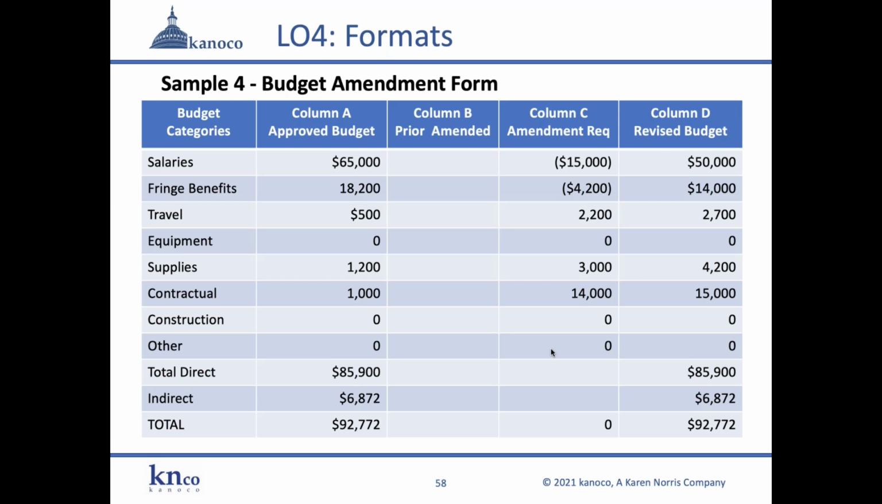And if you notice that it was an equal change, whatever was taken out, there was a concurrent equal increase in the other categories. So at the bottom of this column is a 0. There's no change. And you end up with your revised budget in column D, and the total award is the same.